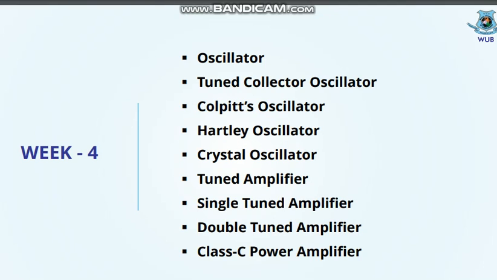Hello my dear students, welcome to the lecture on oscillator. In this lecture we will learn about oscillator, tuned collector oscillator, Colpitt's oscillator, Hartley oscillator, crystal oscillator, and also the tuned amplifier. In that stage we will learn about single tuned amplifier, double tuned amplifier, class C power amplifier.